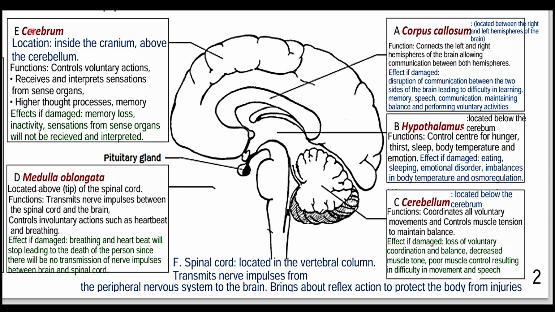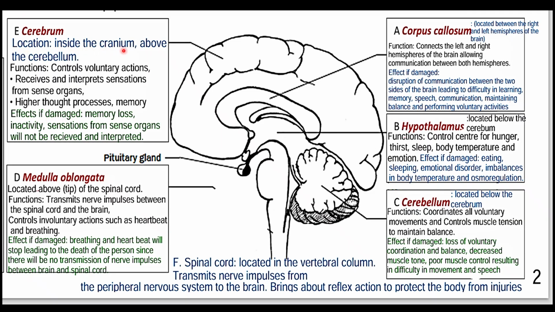And over here, we have the cerebrum, and you have to know three things about it. You have to know the location. You have to know how it looks. You should actually practice how to draw and label. And then you need to know the functions, and you also have to know the effects if it is damaged. So over here, we have the location.